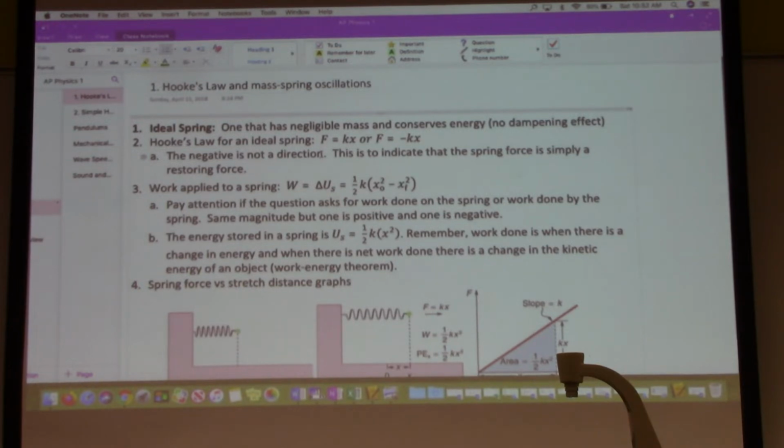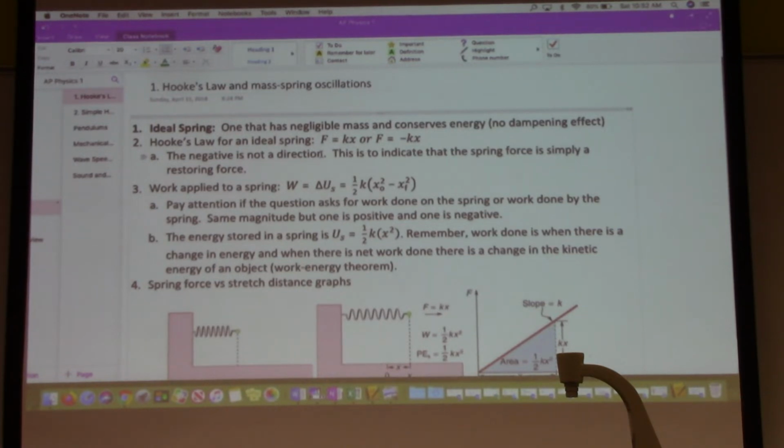Also, when we're talking about an ideal spring conserving energy, this is just another conservative force acting on an object as the spring compresses or decompresses. What that means is that we can apply this to all of our energy conversions and energy forms, with gravitational potential energy, kinetic energy, and so on. So for an ideal spring, there is no dampening effect whatsoever. As the spring stretches or compresses, the force and the stretch distance stay at a constant ratio.